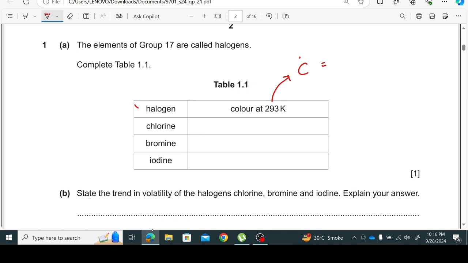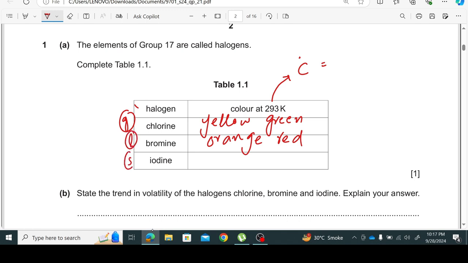Chlorine is found as yellow green at room temperature. And what about bromine? It is a liquid, and it is orange red at room temperature. The state is like chlorine is a gas, bromine is a liquid, and iodine is a solid. No need to explain these physical states, and its color is grey or grayish black. So a very simple question for 1 mark.